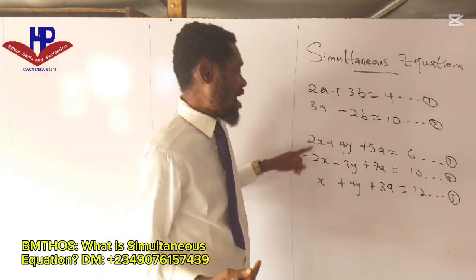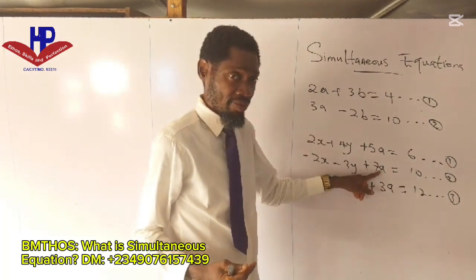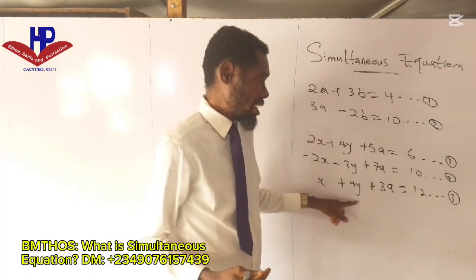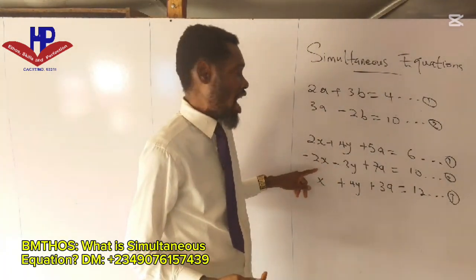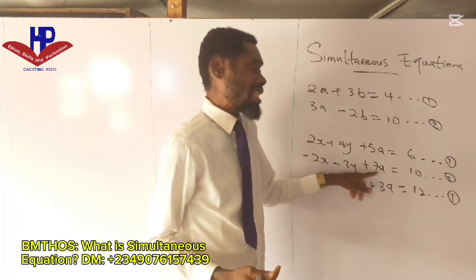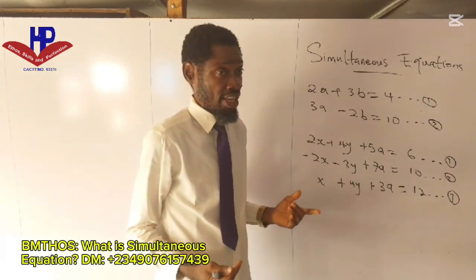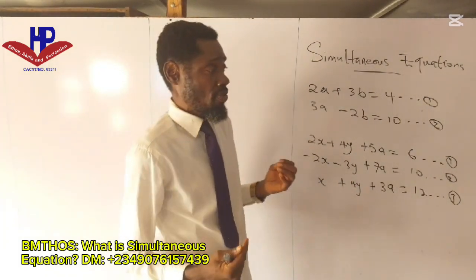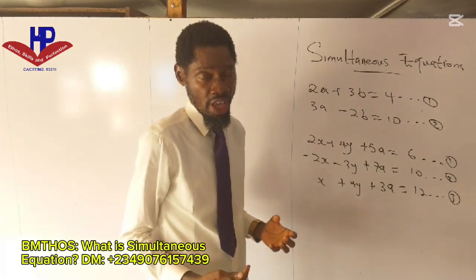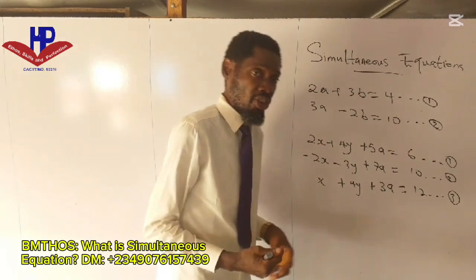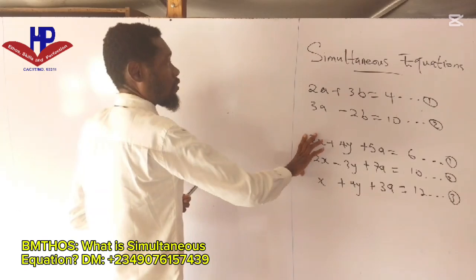And you can see the lettering. We have x, y, and a in each equation. If the equations were not in order, say the second had b, y, and a, then that would not be correct. So they must share similar variables. If you're dealing with four equations, they must share similar variables. This is a complex form of simultaneous equation.